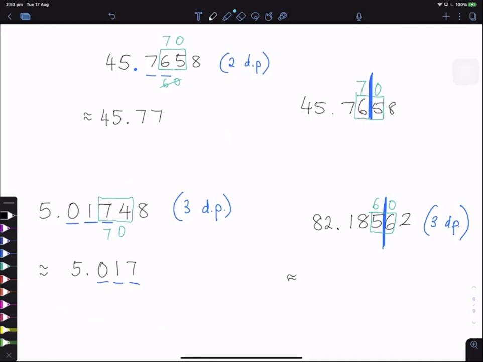Fantastic. 82.186. Fantastic. Idris, what's your rounded number? Can you type it in the chat? All right, Ahmed, you're free to leave. Does that make sense now? All right, awesome.